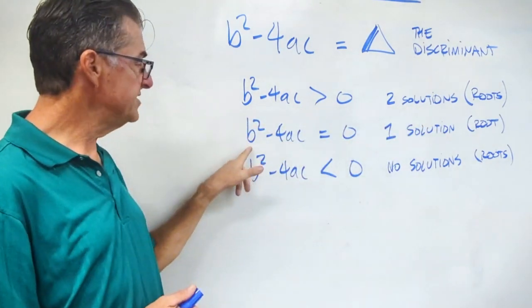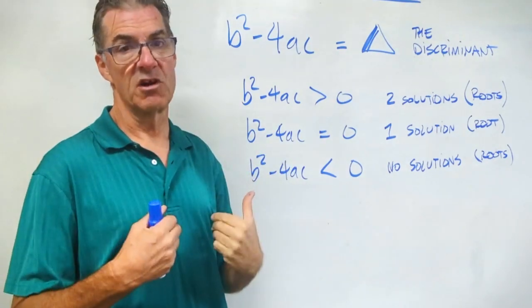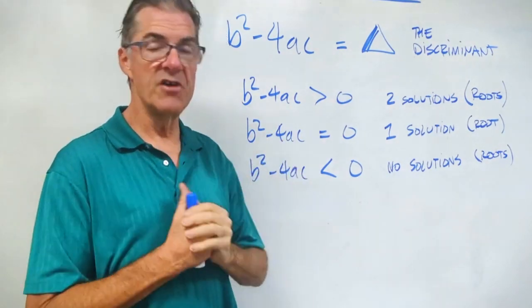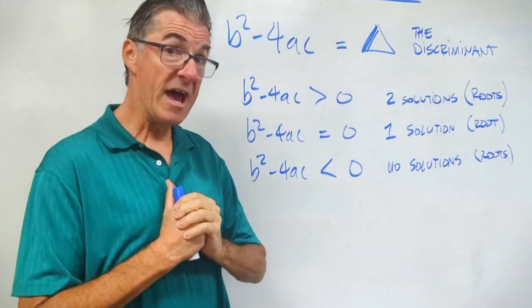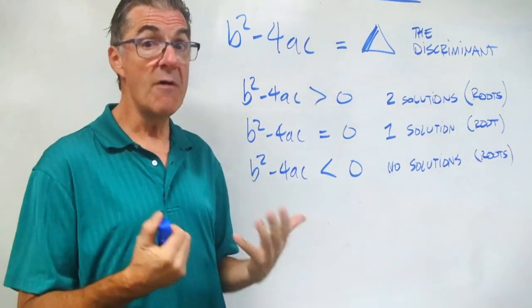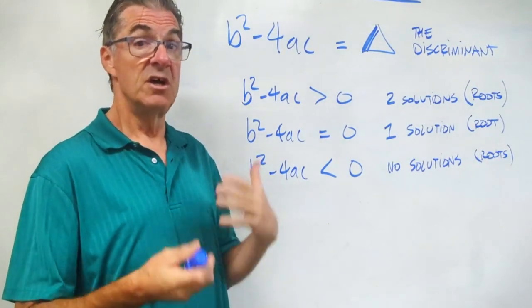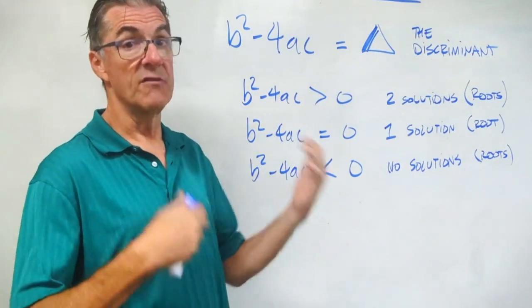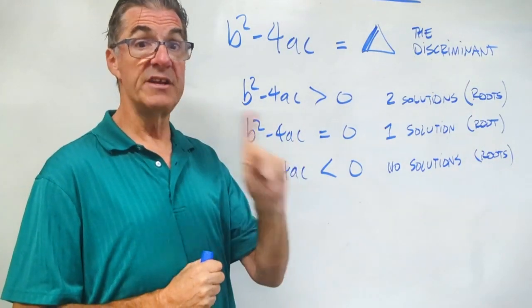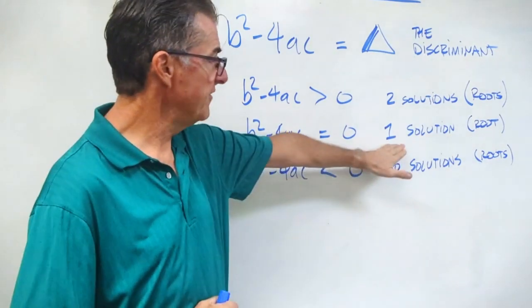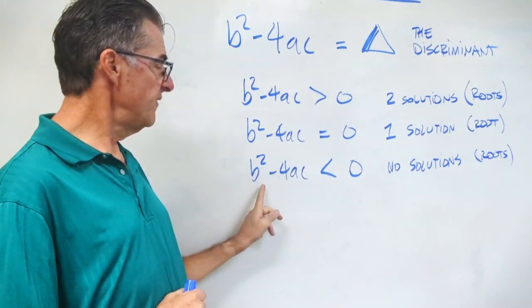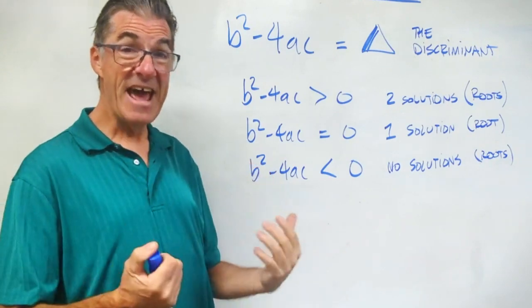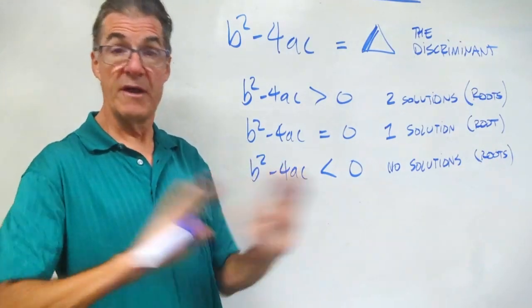Secondly, when b squared minus 4ac equals 0, that means you have 0 under the root sign, so that just goes away. Plus or minus 0 has no effect on the outcome of the solution. So all you have left in your quadratic function is your b squared over 2a. And that's going to give you 1 solution. So that's what we have here. And then finally, if the discriminant is negative, if it's less than 0, we have no solutions.